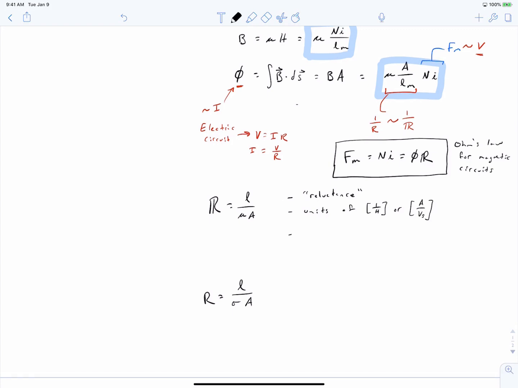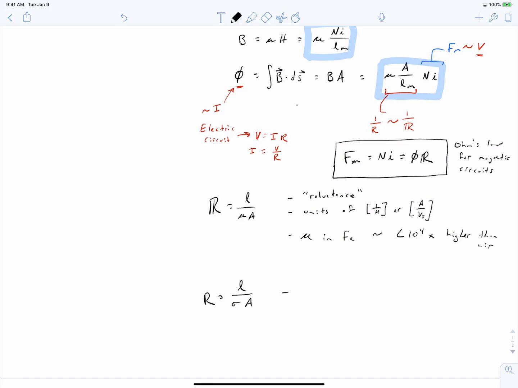And the interesting thing about reluctance as compared to resistance is that in magnetic materials, our permeability is usually less than 10 to the 4 times that of air, while in electric systems, our conductivity, at least in copper, is typically 10 to the 20 times greater than that of air.